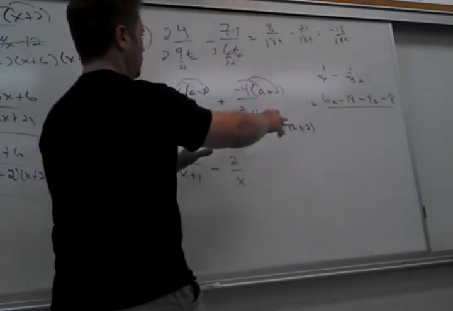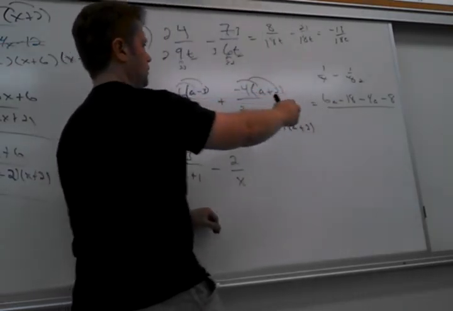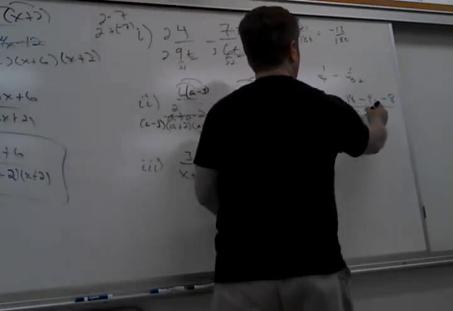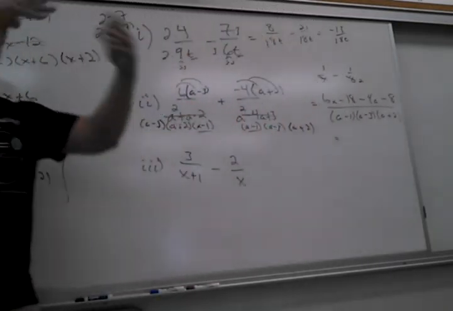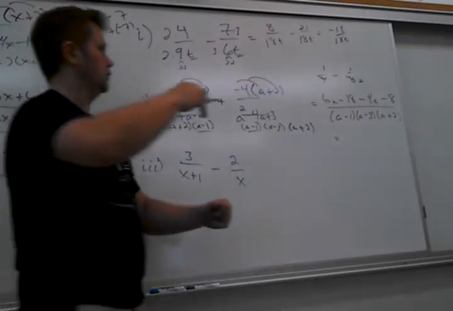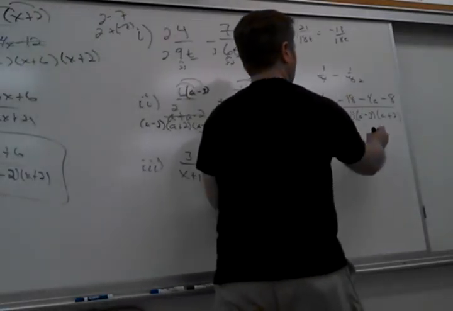Alright, so that's the top. And what's going to be on the bottom? A minus 1, A minus 3, and A plus 2. Yes. So how do I... now it's just clean up the top. What do I get? 2a.